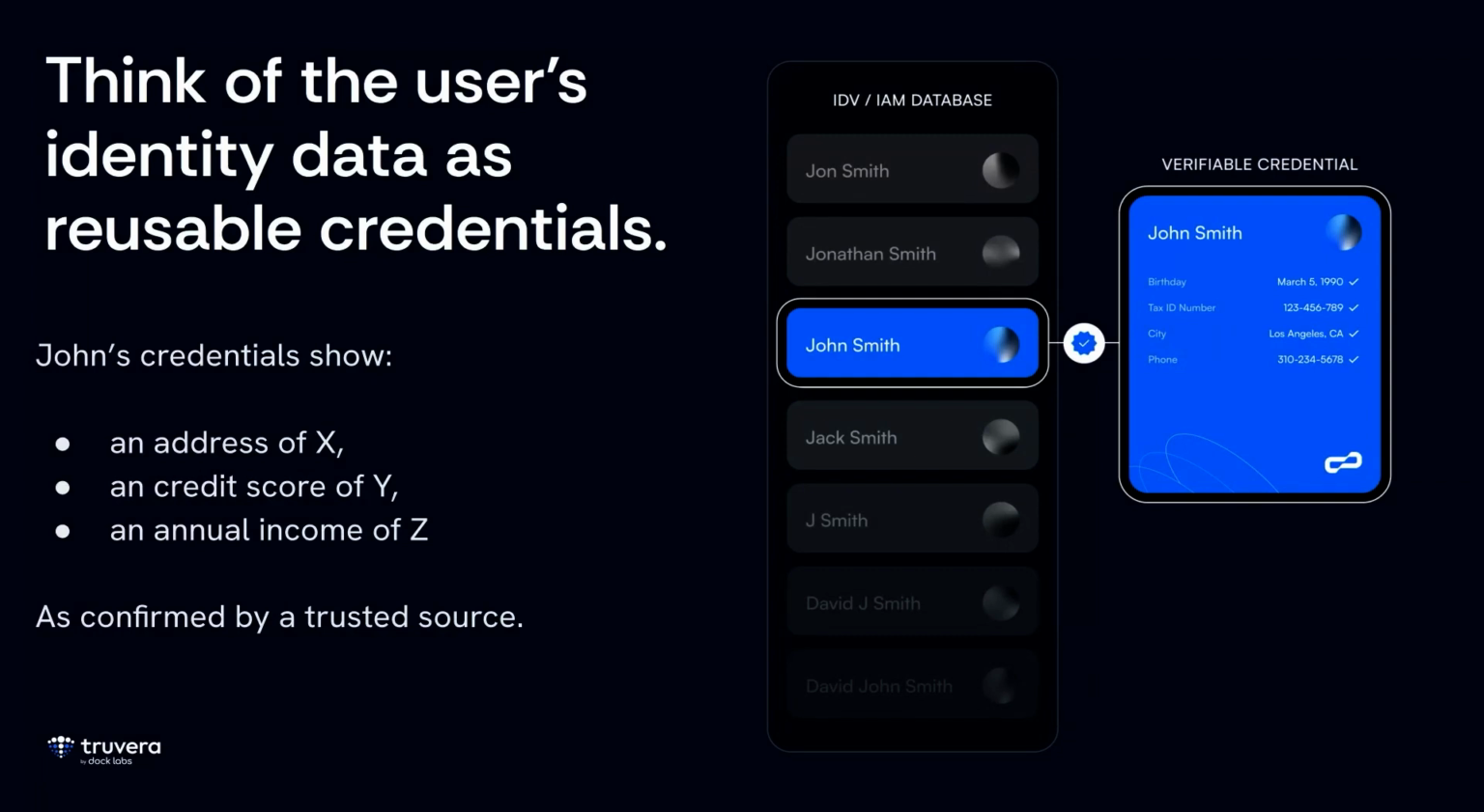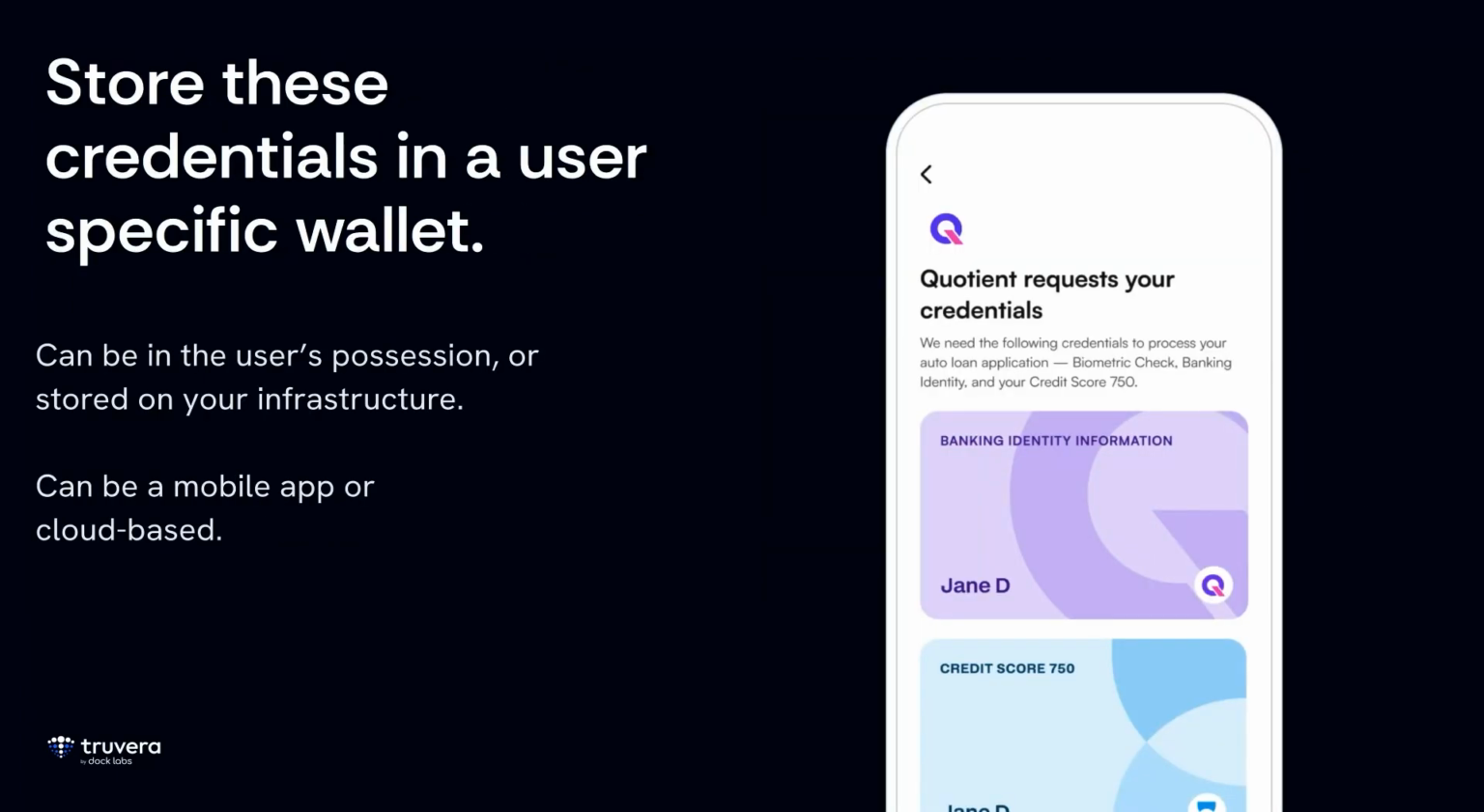And so in this example, John's credential might say a specific address or a specific credit score or specific income. Now, this is confirmed by your trusted data source, but you're thinking of it as a package of data that's moving based on John's use case. And then you can put these credentials into John's wallet.